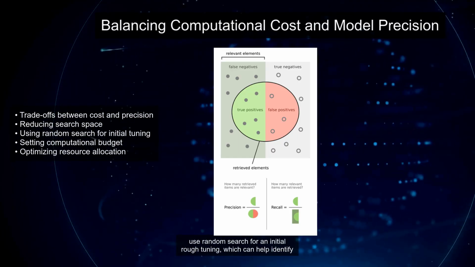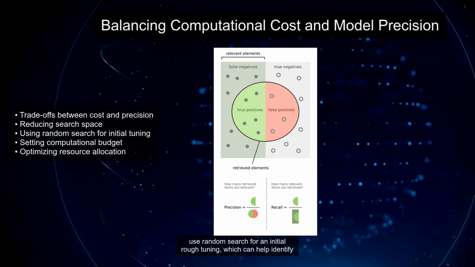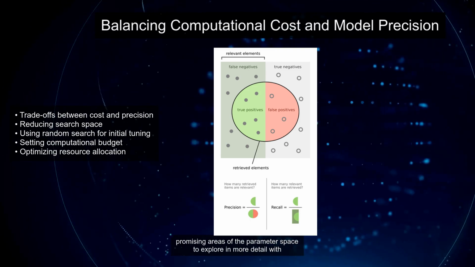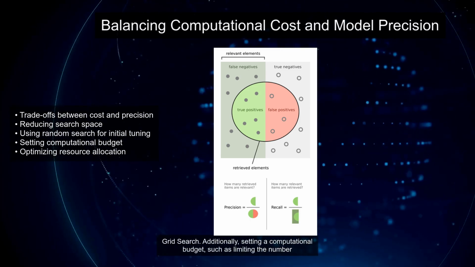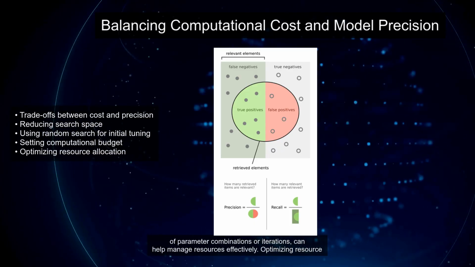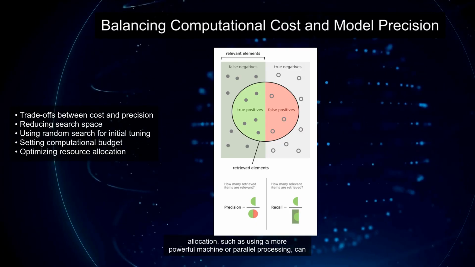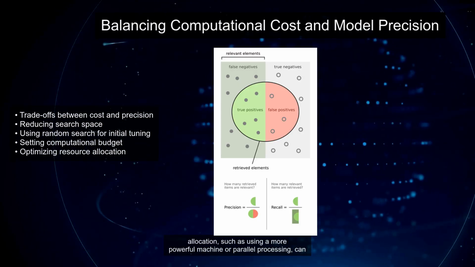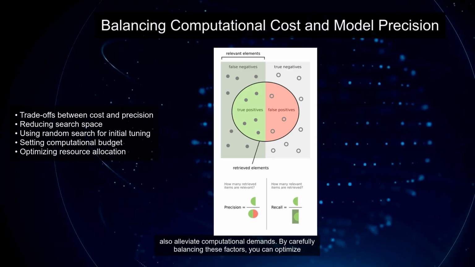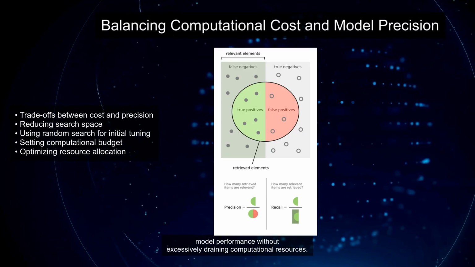Another approach is to use random search for an initial rough tuning, which can help identify promising areas of the parameter space to explore in more detail with grid search. Additionally, setting a computational budget, such as limiting the number of parameter combinations or iterations, can help manage resources effectively. Optimizing resource allocation, such as using a more powerful machine or parallel processing, can also alleviate computational demands. By carefully balancing these factors, you can optimize model performance without excessively draining computational resources.